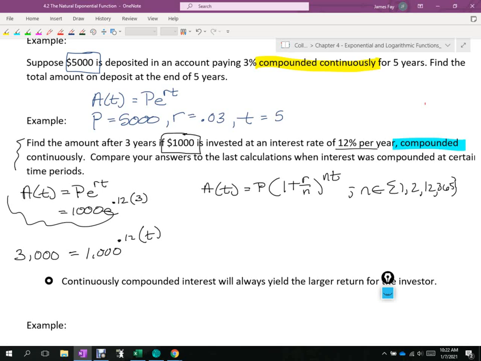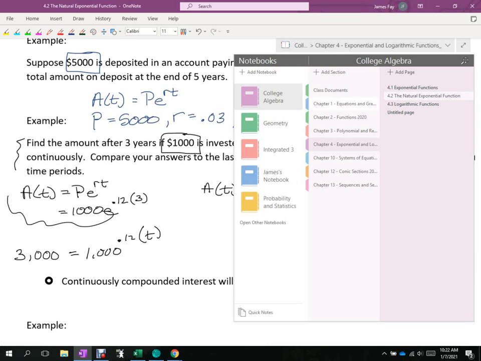Does that make sense? Right now, we don't know how to solve for variables that are in exponents. The logarithm allows us to do that. Okay, so that's where we're going to head today.